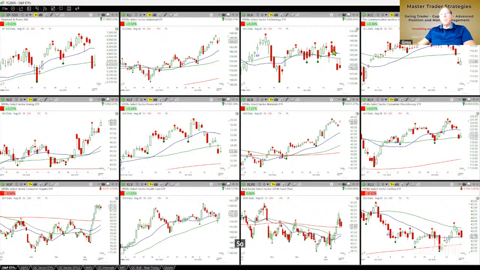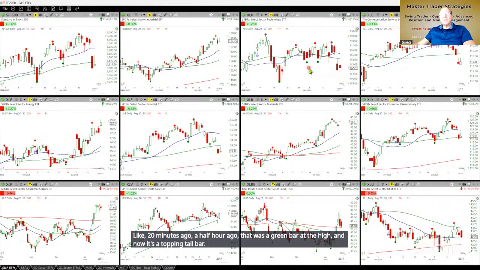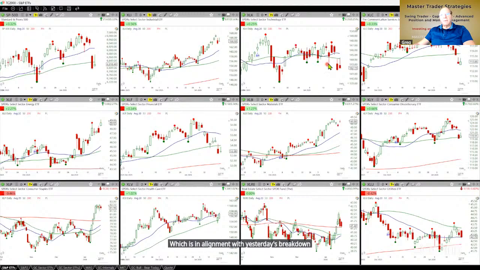So one I wrote about was the coiling spring. And this is coiling, and now it's broken to the downside on news. And so as we apply bar by bar analysis, you've got to make sure that it's near complete, because this was a green bar like 20 minutes ago, a half hour ago, at the high, and now it's a topping tail bar, which is in alignment with yesterday's breakdown. So we're getting confirmation here.